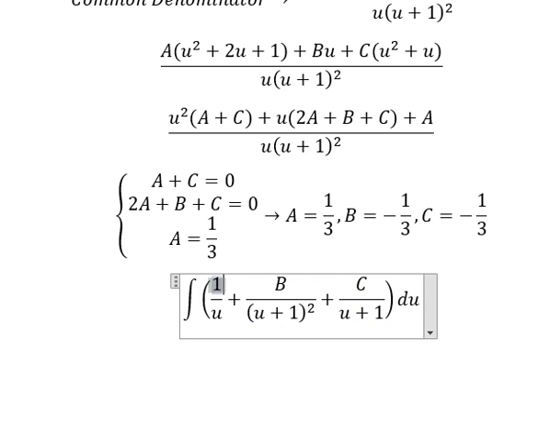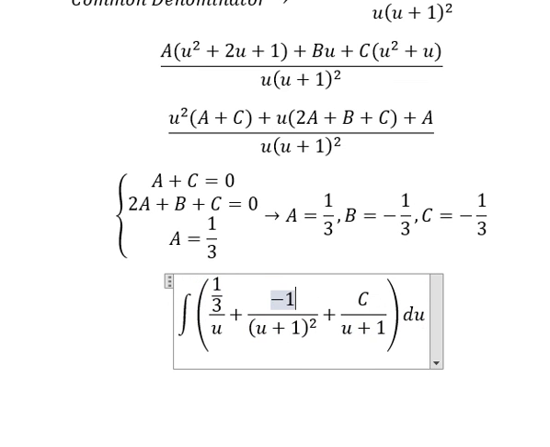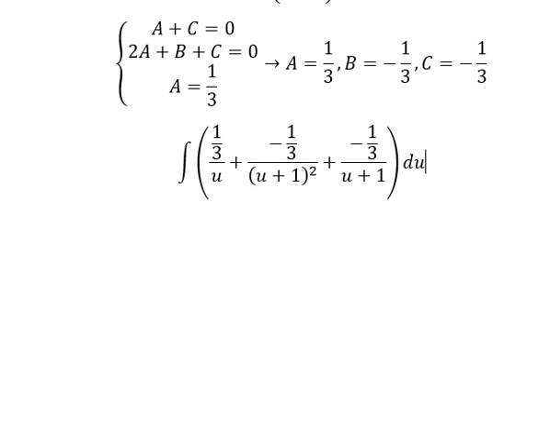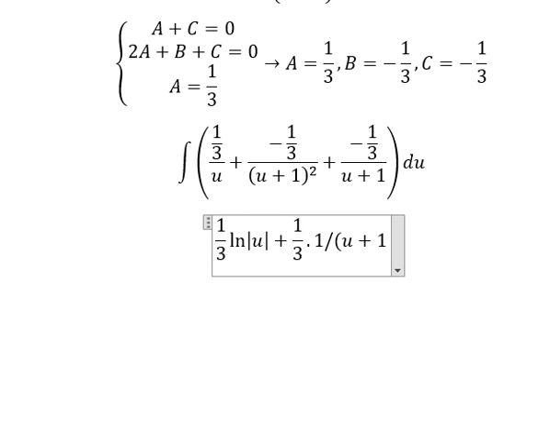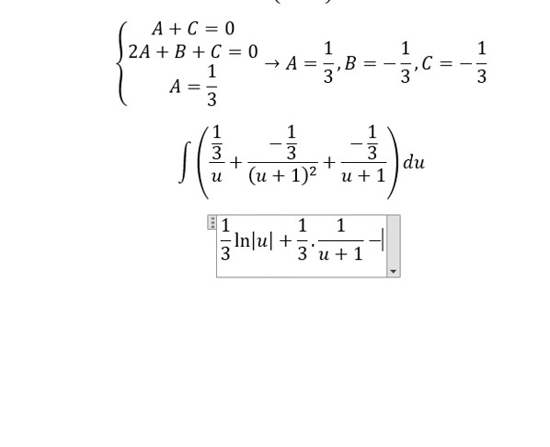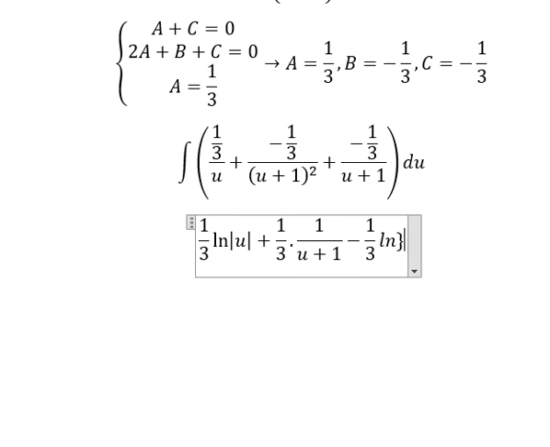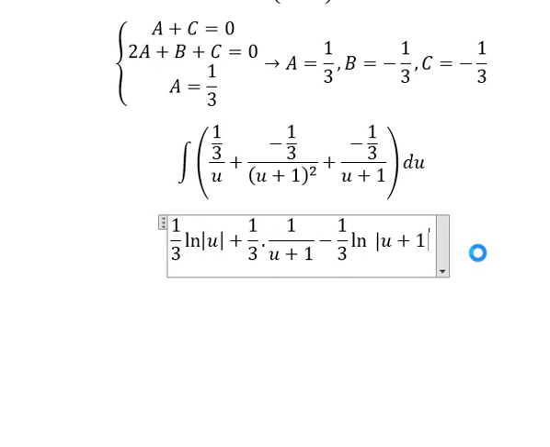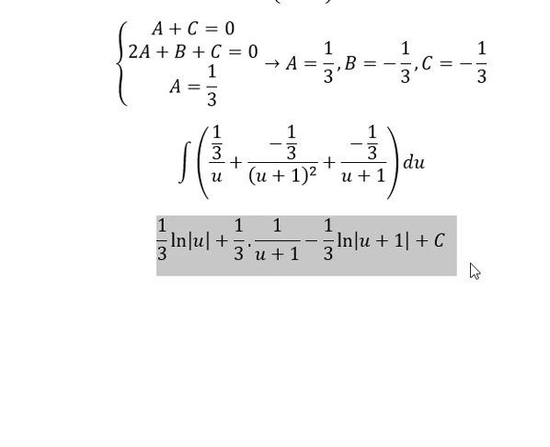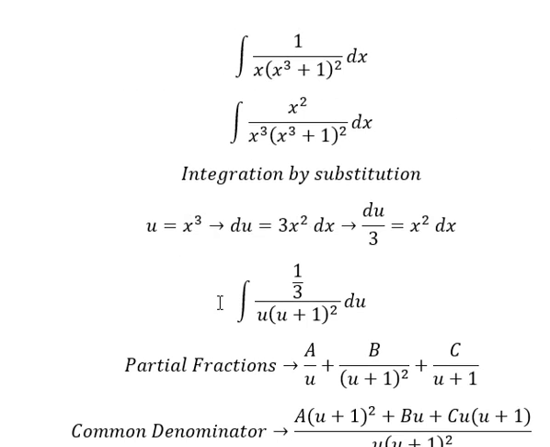So A equals 1 over 3, B equals negative 1 over 3, and C equals negative 1 over 3. And now this one, you get 1 over 3 ln of the absolute value of u. The integration of this one, you get 1 over 3 multiplied by 1 over u plus 1. And the last one is negative 1 over 3 ln of the absolute value of u plus 1. And we put plus C in here. Then in terms of u, it is this one.